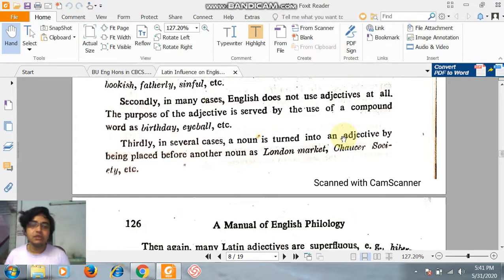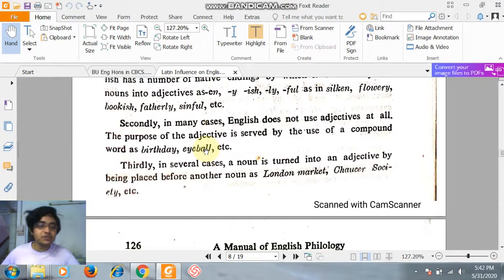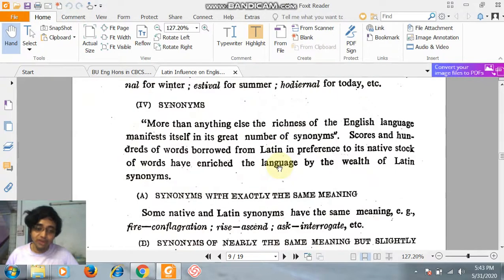Secondly, in many cases English does not use adjectives at all. The purpose of the adjective is served by the use of a compound word such as birthday, eyeball, etc. And in several cases, a noun is also turned into an adjective by being placed before another noun, as London market, Chaucer society. Dutoi noun adjective kore tola hocche onek khetrei noun er pashe porpor duto noun boshiye.